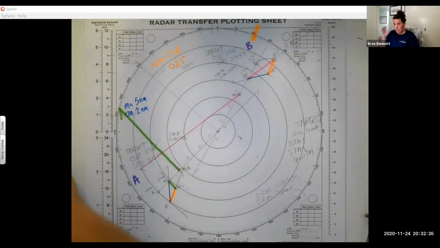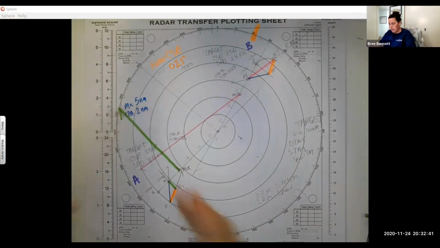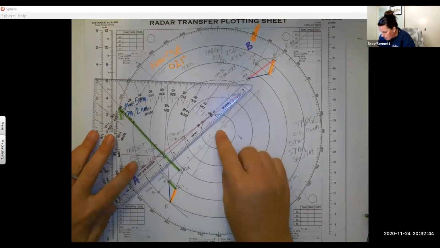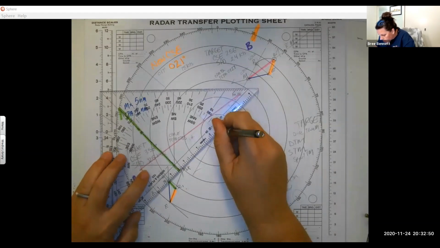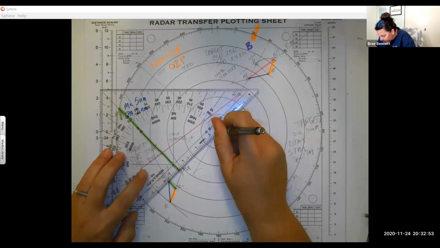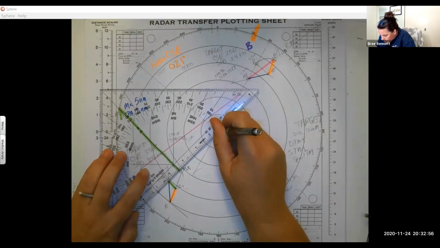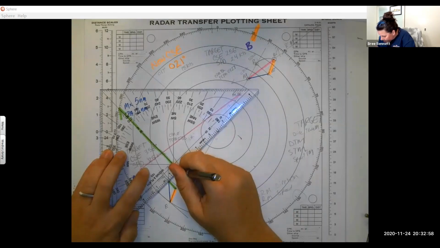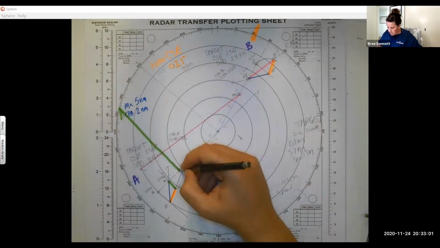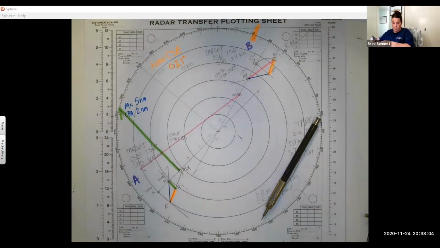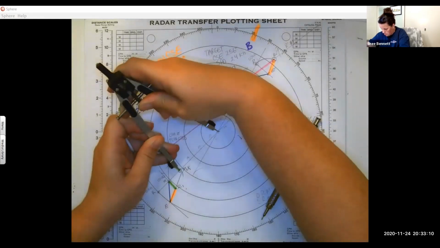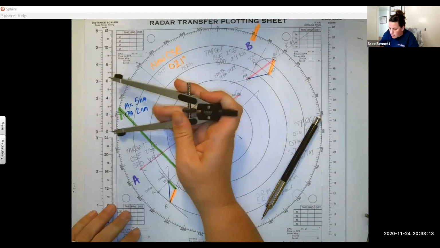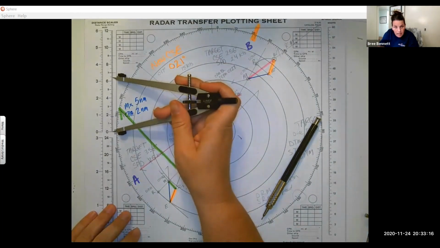So mental check, that makes sense. But I want to know what my CPA is. So I use my triangle to get 90 from the center on my new relative motion line, which is pretty much going to be right when I turn. I'm going to be just turning away from him. So my new CPA is 6.4.